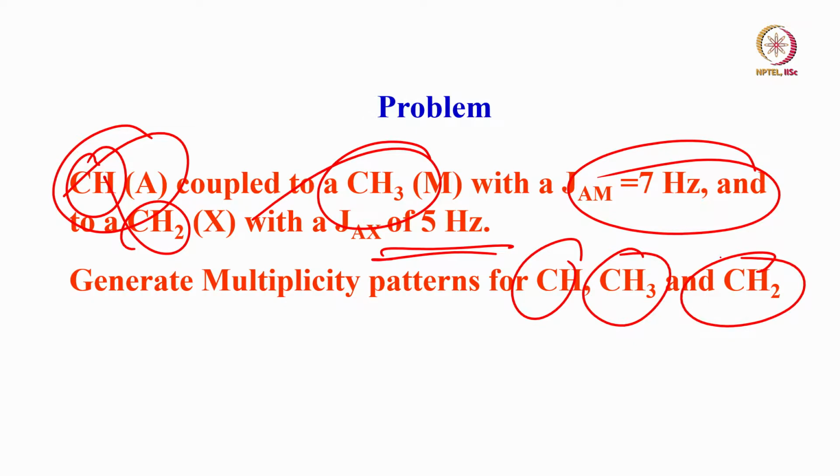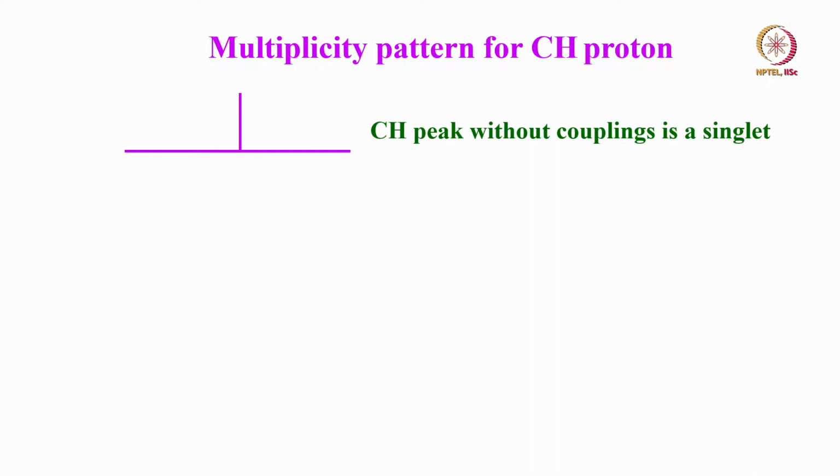Now, this information is sufficient. There are 3 different couplings, and you must generate the multiplicity pattern. We can synthesize the spectrum theoretically. What we will do is start with the multiplicity pattern for a CH proton, simple, and assume there is no coupling to anything. What pattern are you going to get? CH without any coupling should be a singlet. Let us start synthesizing assuming there is no coupling.